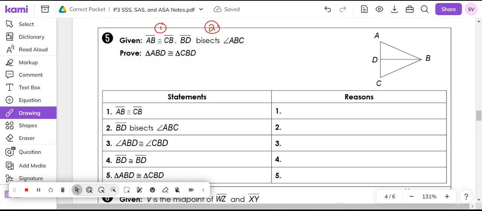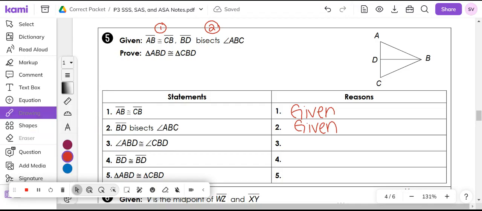We have 1 and 2 written here. And as always, our givens are the first things that we write in our proofs. So if we look at statements 1 and 2, we do have both of the givens there. So our reasons for 1 and 2 are going to be given. Okay. So both of those are our givens. And let's mark it up on the picture if we can. We know that AB is congruent to CB. So AB is congruent to CB here. And then BD bisects angle ABC.